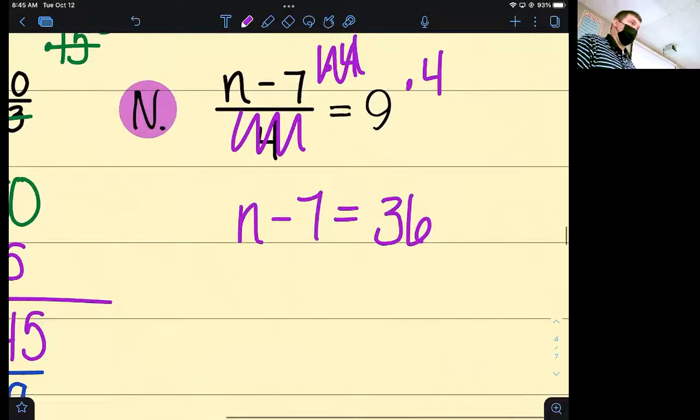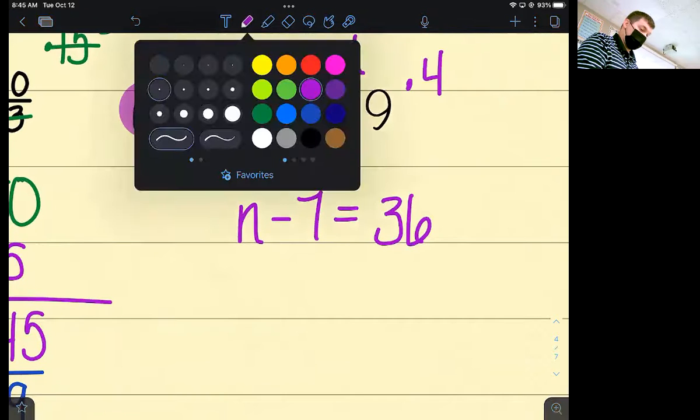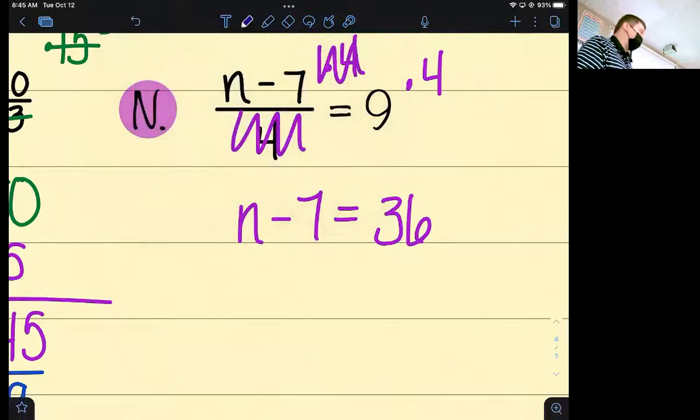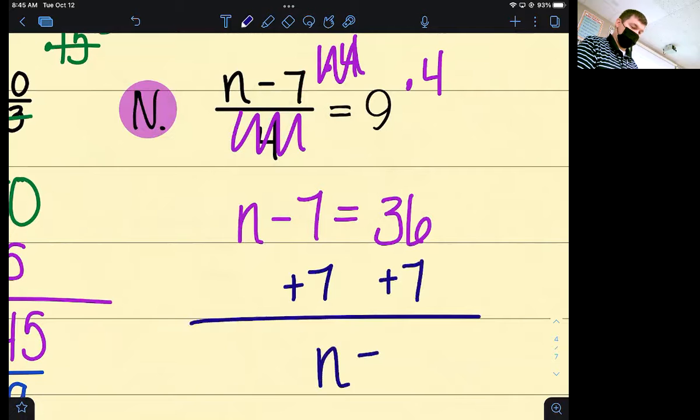What number do I want to get rid of? What kind of 7 was it? What kind of 7 was that? A -1. So I have to put a +7. And what is 36 plus 7? 43.